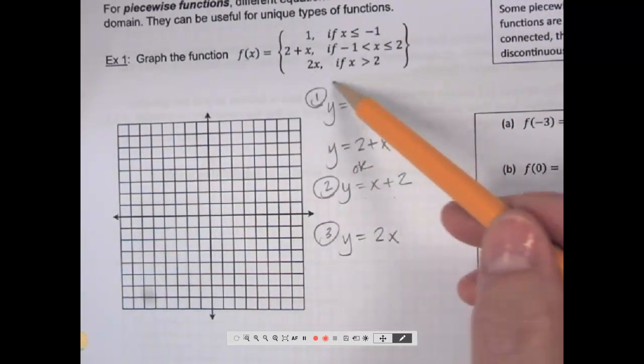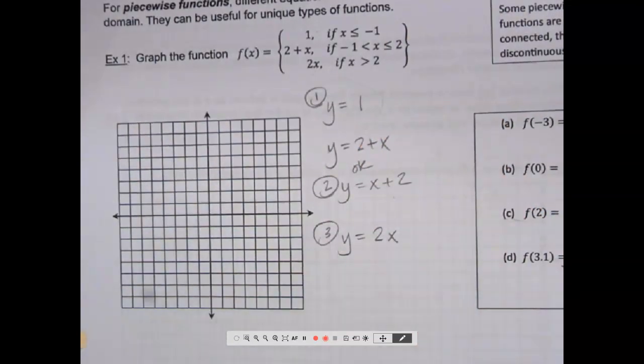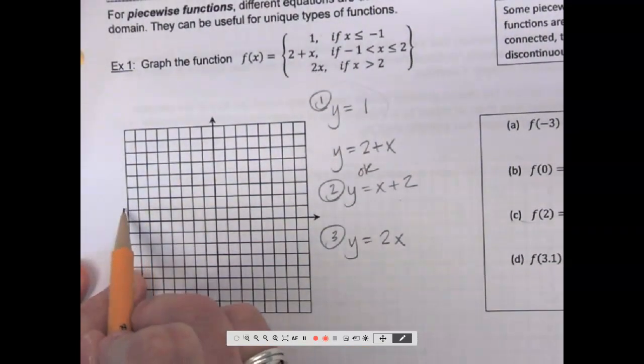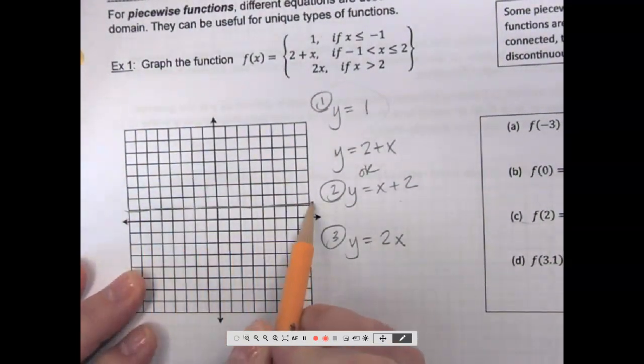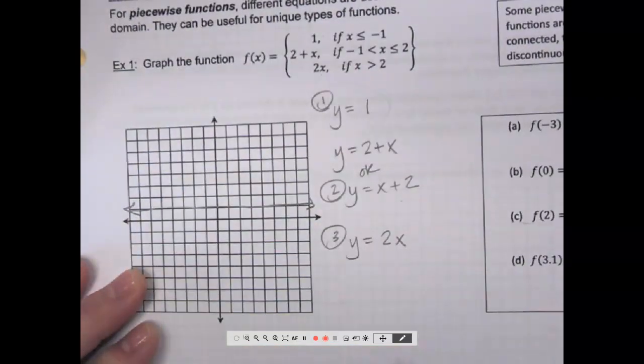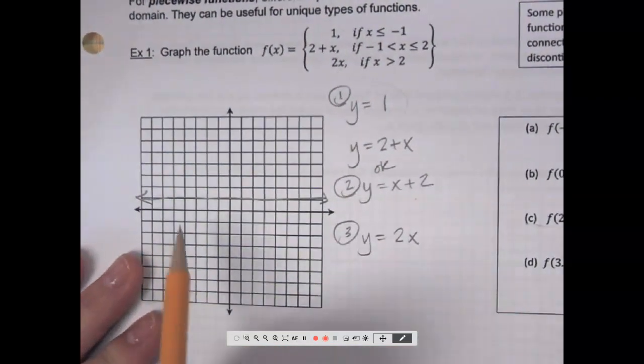Okay, so let's just start with this. How would I graph the line y equals 1? What would it look like? What do we call this kind of line straight across? Horizontal. So horizontal line at y equals 1. Okay, so let's just sort of sketch. Y equals 1. Looks like that. Kind of hard to see on top of the line there, but there we go.